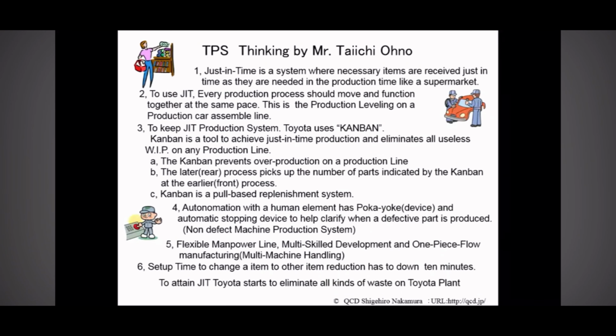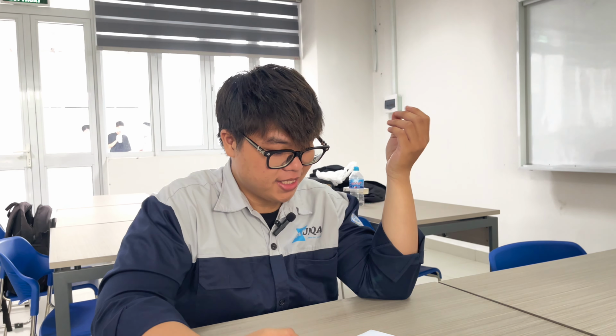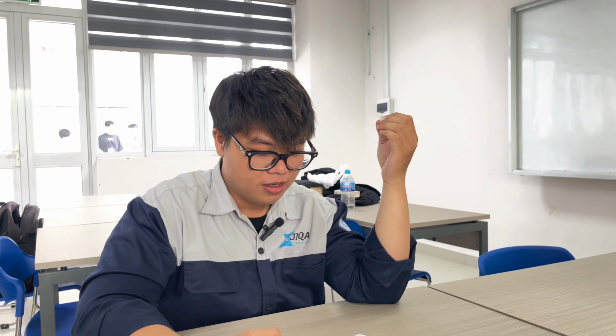JIT is a production strategy that aims to improve the business return on investment by reducing in-process inventory and associated carrying costs. The core idea is to receive goods only as they are needed in the production process, minimizing inventory costs and reducing waste. Sounds right. So based on the name, JIT, aka just in time, what does it mean exactly? Does it mean we can fix our slow order processing?